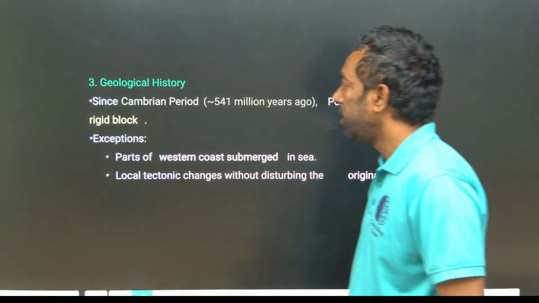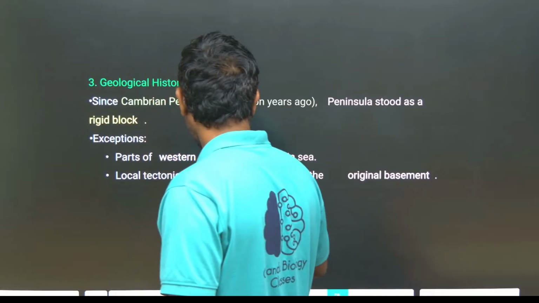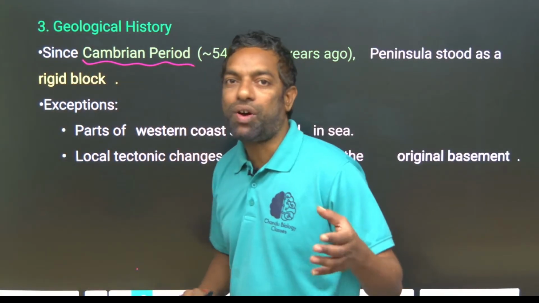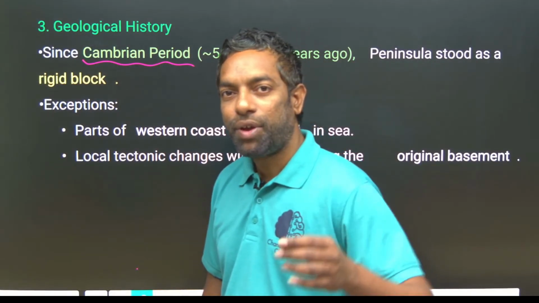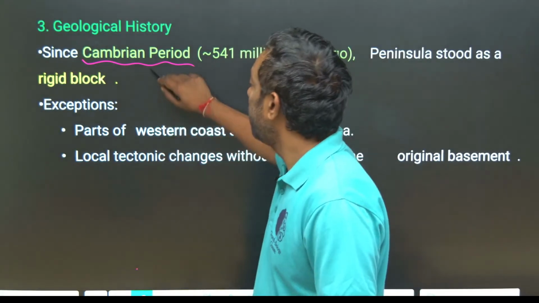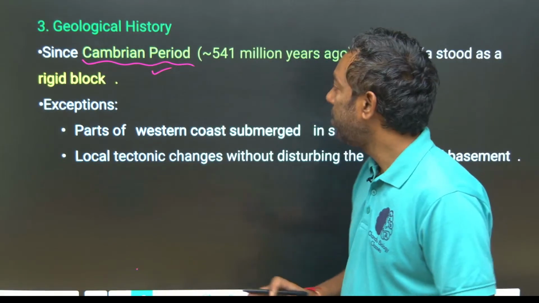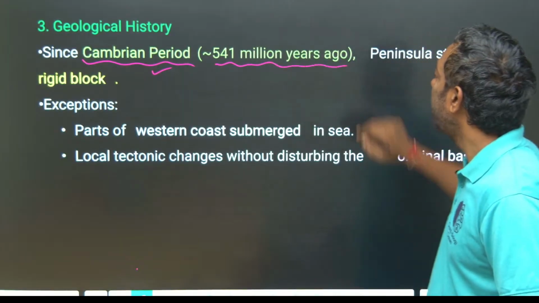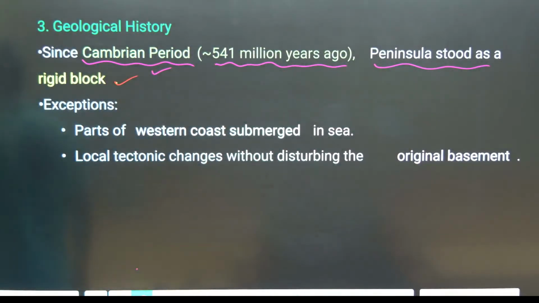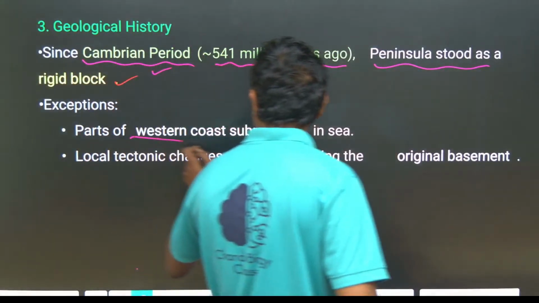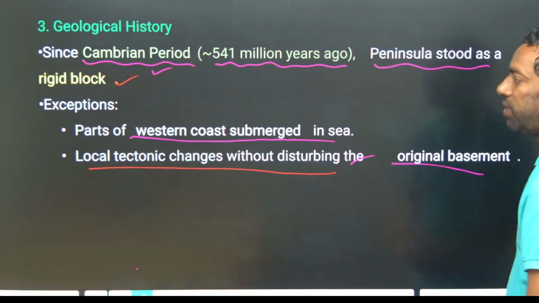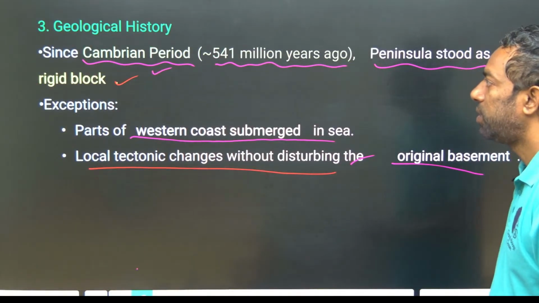Now, geological history. On the geological scale there is the Cambrian period. Guys, they are asking innovative questions in recent trends. They can ask you about the geological scale. As I told you, one of the periods is the Cambrian period, which was 541 million years ago. The peninsula stood as a rigid block. As part of the western coast submerged in the sea, local tectonic changes originated the basement.